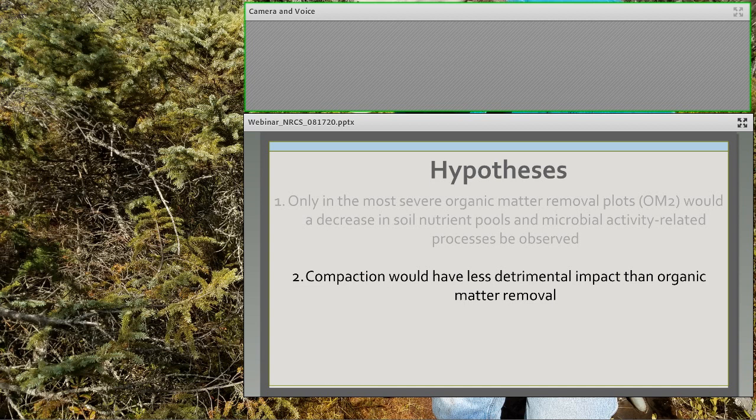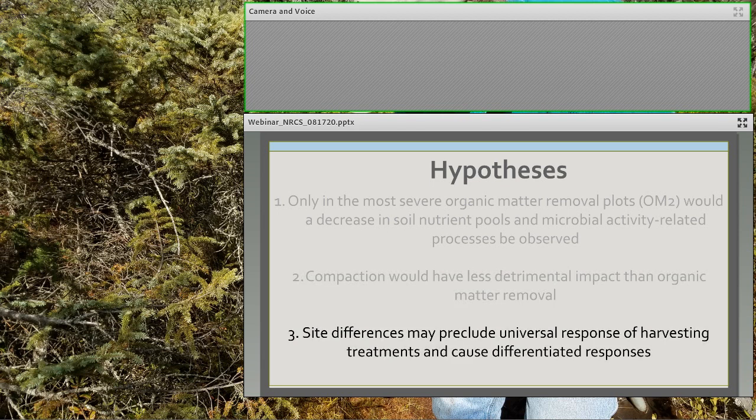Our second hypothesis was based on previous findings reporting a lack of impact from compaction treatments on other forest ecosystem attributes. Therefore, we hypothesized that compaction treatments would have less detrimental impacts than organic matter removal treatments after greater than 15 years post-harvest.